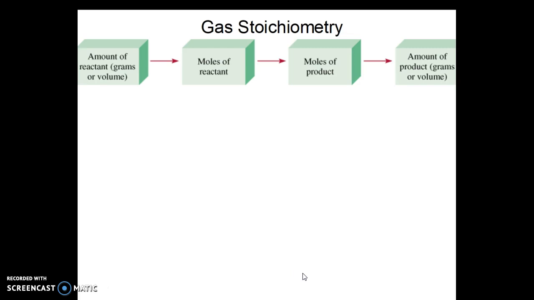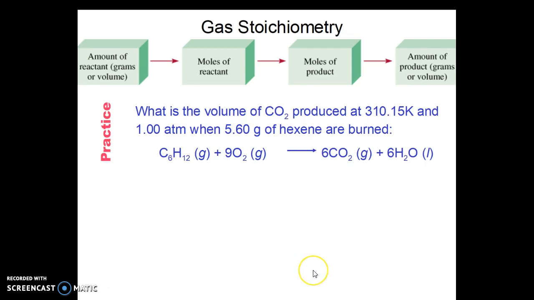Now we go to gas stoichiometry because we are able to figure out volume from molar mass and temperature and pressure and vice versa. So we ask, what is the volume of carbon dioxide produced at 310.15 Kelvin and 1 atmosphere when 5.6 grams of hexene are burned? Here's your balanced chemical equation.